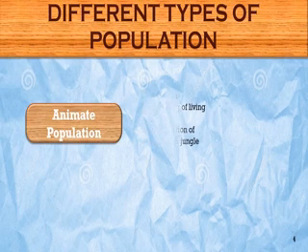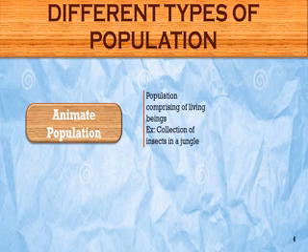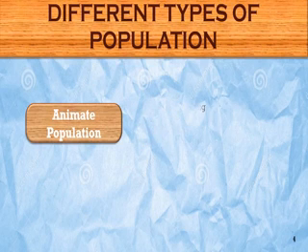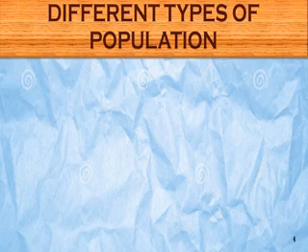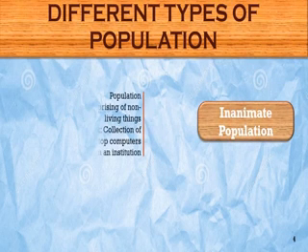Another way of differentiating a population is animate population and inanimate population. In animate population, the population comprises living things, like maybe human beings, maybe animals, cattle, maybe insects, maybe plants, etc. So when your population comprises any such thing which has life, then it is called animate population. And inanimate population comprises those populations in which the members are non-living things, like a collection of desktop computers in a particular institution.